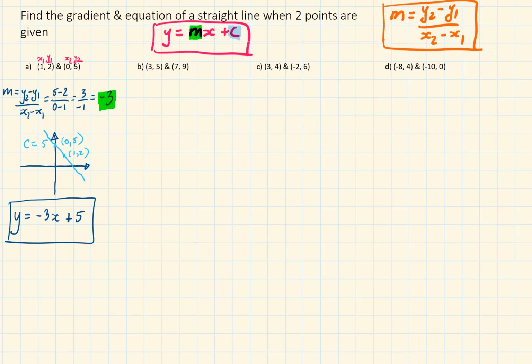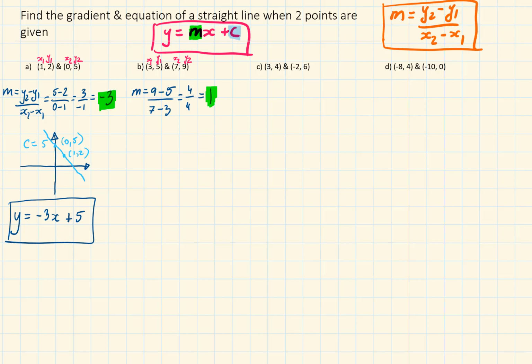So firstly, we're going to have to calculate the gradient. In order to do that, I'm going to label the points x1, x2, y1, y2. Then we substitute the values. We have 9 minus 5 over 7 minus 3. This gives us 4 over 4, and it simplifies to 1.